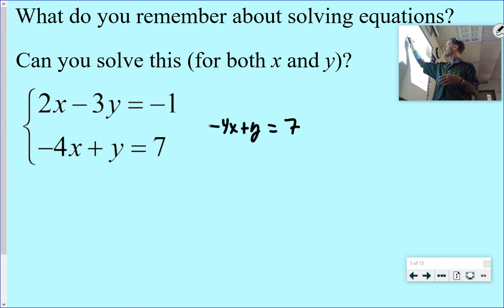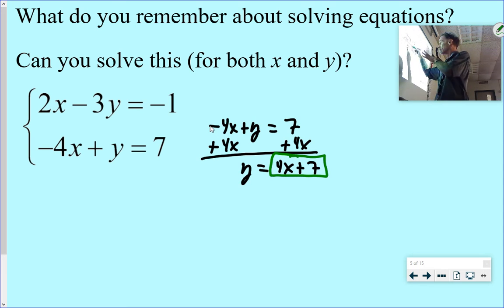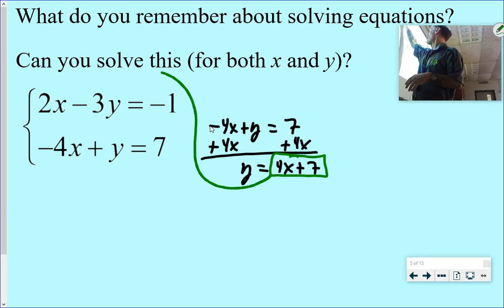To get y by itself, I always have to do the opposite. So add 4x to both sides. Those are not like terms, so y is just going to be equal to 4x plus 7. And again, you could write that as 7 plus 4x. Doesn't matter. Then once I have that, I'm going to take that expression, and remember it's y this time, so I'm going to plug it in for the y in the other equation.